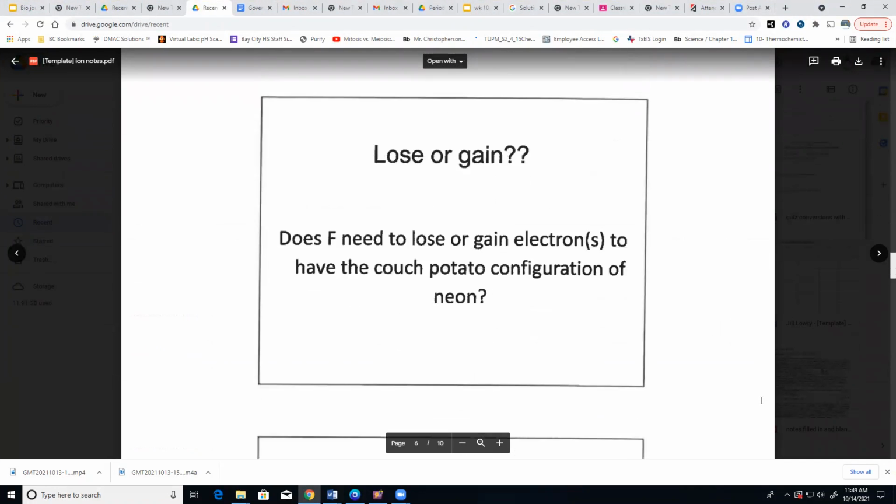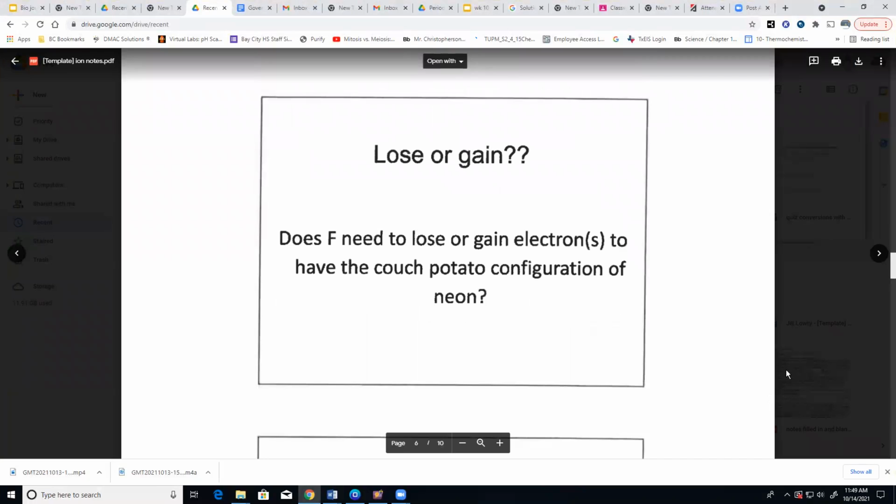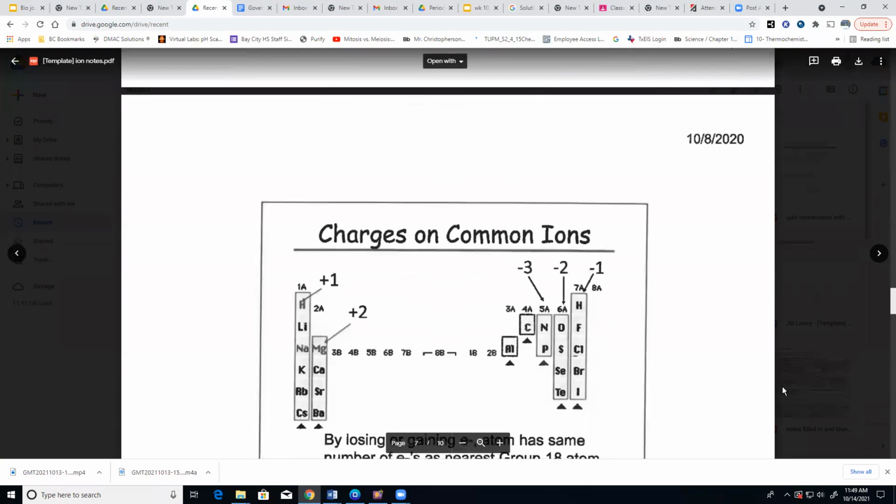All right, like I said, we probably have already answered some of these. We said fluorine is a non-metal. It needs to gain electrons to get to its valence. And I think the next slide, we already talked about that. It says it's going to be an F-1.